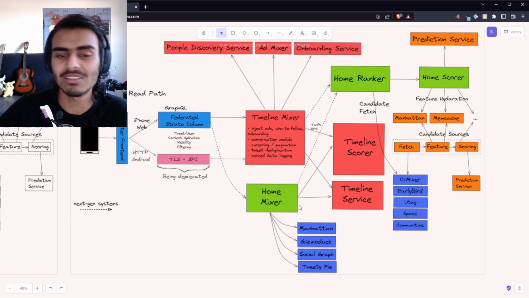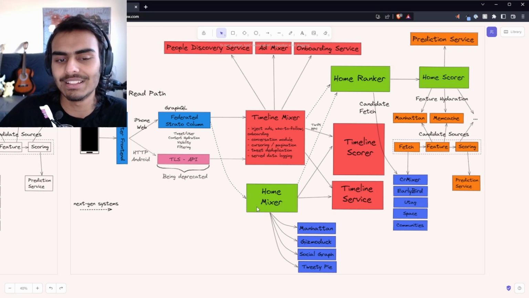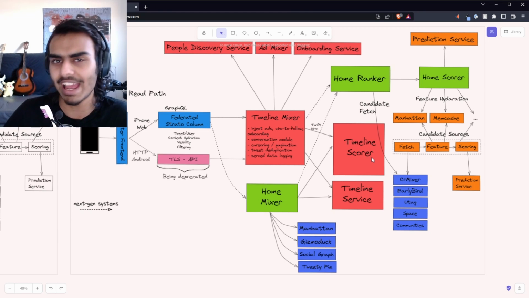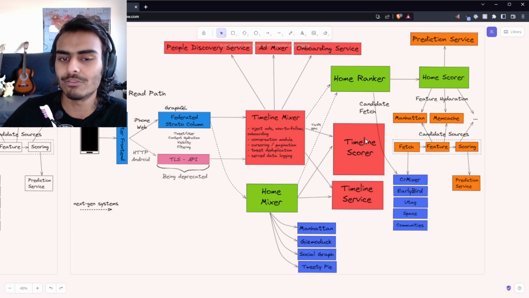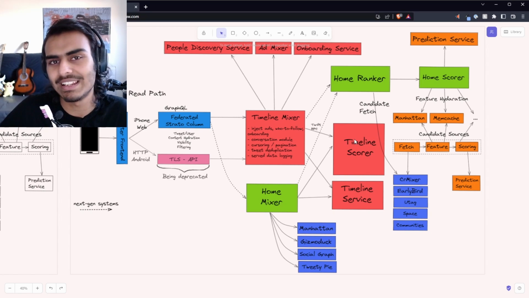I'm not really sure. It might be some sort of a strangler pattern migration strategy where they are using the home mixer or the next gen system for some of the features while still using the current system for the other features, and they're working together. It might also be that these services are talking to both the new and the old system and then comparing the results to figure out if the new system has any improvements or not. Now, most of that is just speculation.